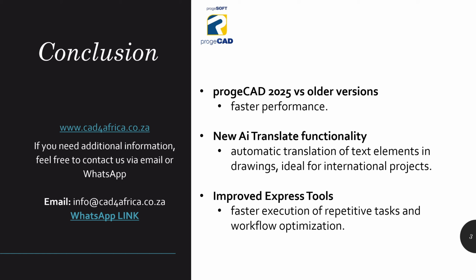That's basically it. We tested the newer version of progeCAD versus the older one. Newer is quite quick. As I said last time, we also tested AutoCAD 2025 and it kind of failed. The newer translation function we also tested. It's automatic, so you don't have to worry about it. So let's say you're working with someone from Germany, you can transfer it into English and transfer it back into German when you're done with the project. You have some improved Express tools also that we just showed with the annotations and stuff like that.